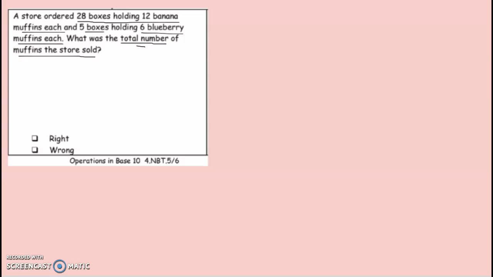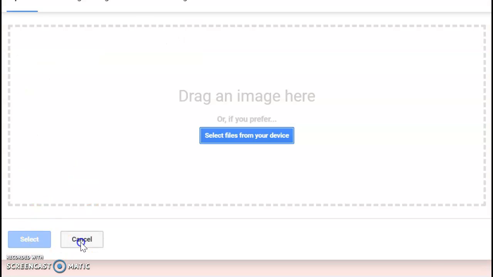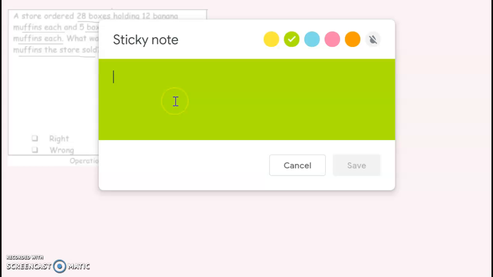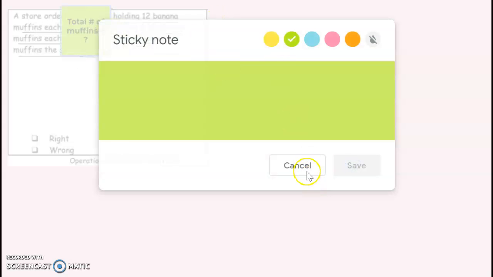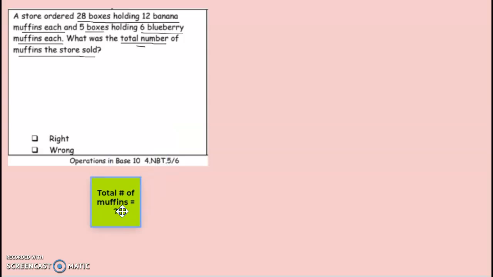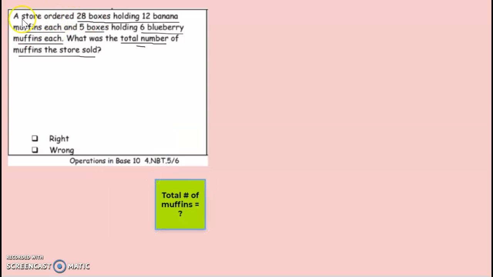Okay, so I'm going to break this down. What am I looking for? My goal is to figure out the total number of muffins. So, sorry, let's write that. That's my goal, right? Total number of muffins. Okay, what are some of my facts? So let's break it down.